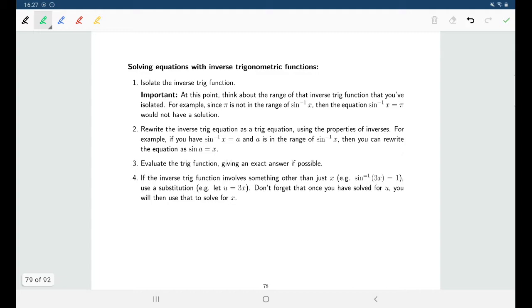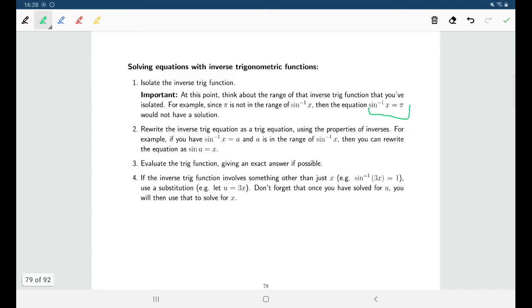So first, as we would have, isolate that special function, in this case the inverse trig function. And after you've done that, think about the output of that inverse trig function, because in some cases you might be able to stop there. So for example, if you had isolated an inverse trig function, sine inverse of x, and it turned out to be that sine inverse of x needed to be equal to pi, well, you know that sine inverse only has outputs between negative pi over 2 and pi over 2, so there should be no solution to this. And so then you could stop right there.